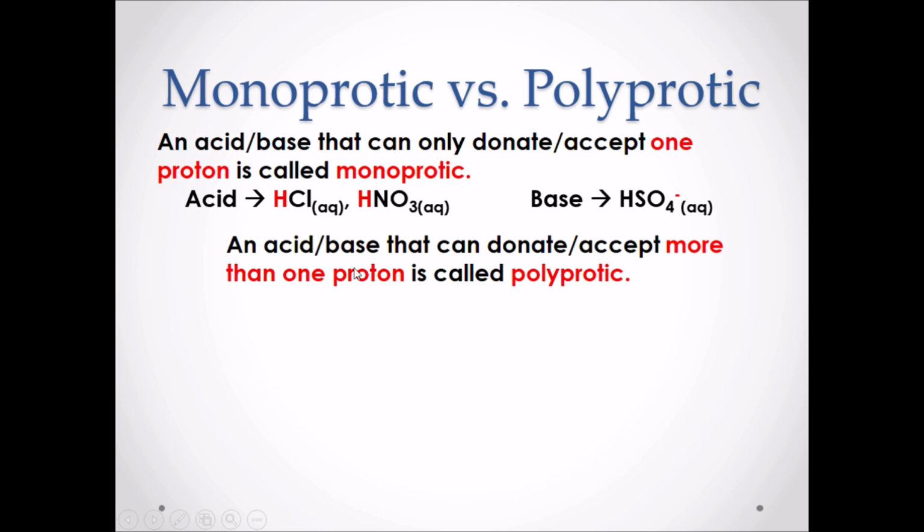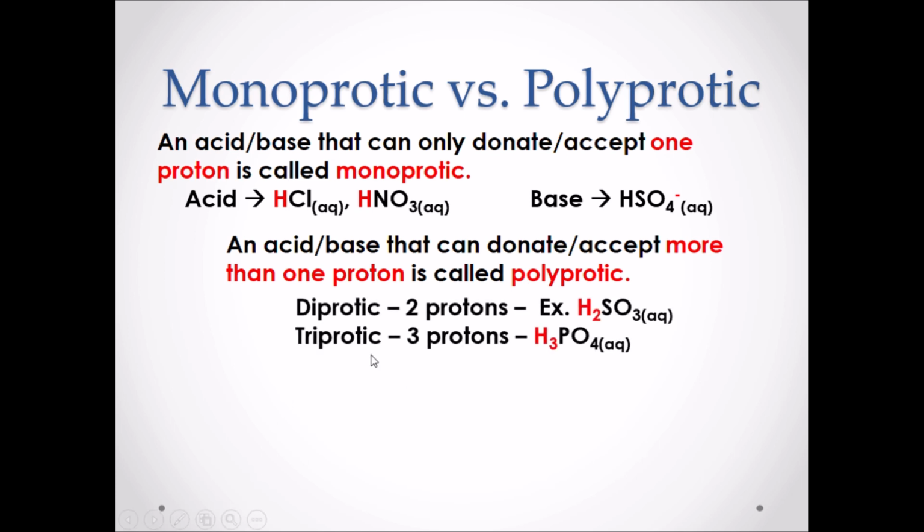An acid/base that can donate/accept more than one hydrogen or proton is called polyprotic. For example, H2SO3 is considered diprotic because it can donate 2 protons. It has 2 hydrogens in its chemical formula. H3PO4 can donate 3 protons. It is considered triprotic. That is because it has 3 hydrogens in its chemical formula.